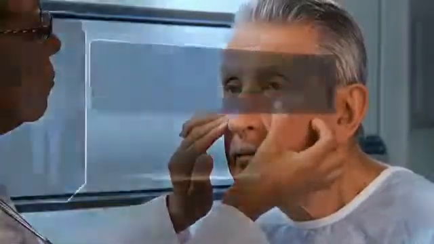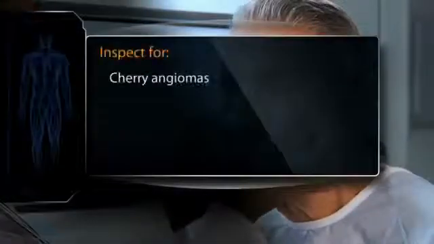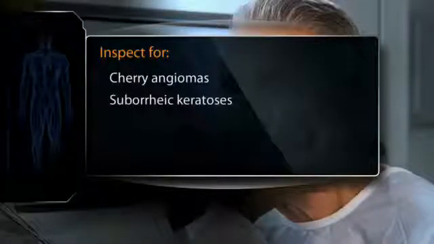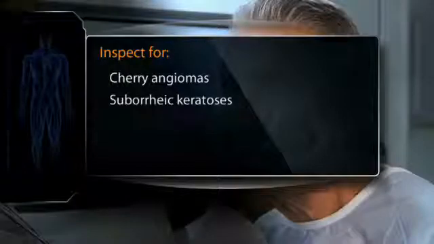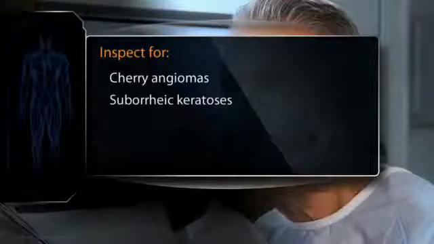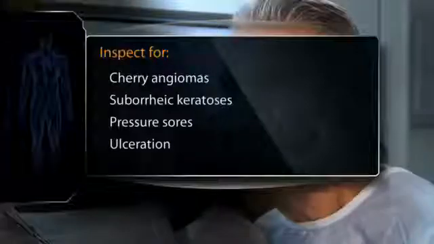Inspect for the benign lesions of aging, such as comedones or blackheads on the cheeks or around the eyes. Look for cherry angiomas and seborrheic keratoses, raised yellowish lesions that feel greasy and velvety or warty. These are benign. In older bedbound patients, inspect the skin also for pressure sores or ulceration.